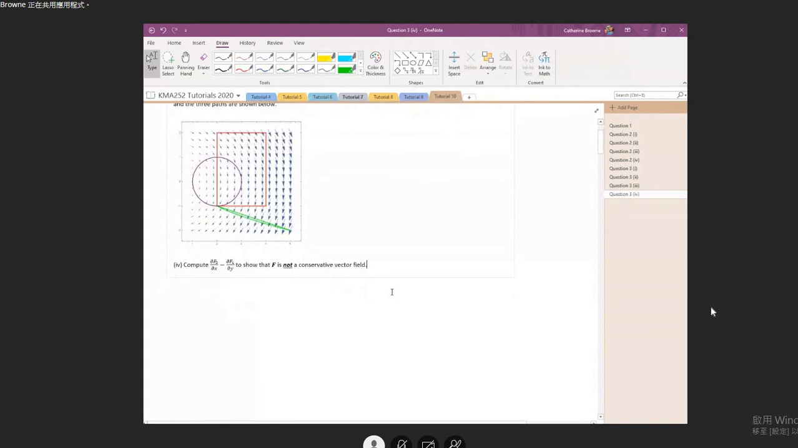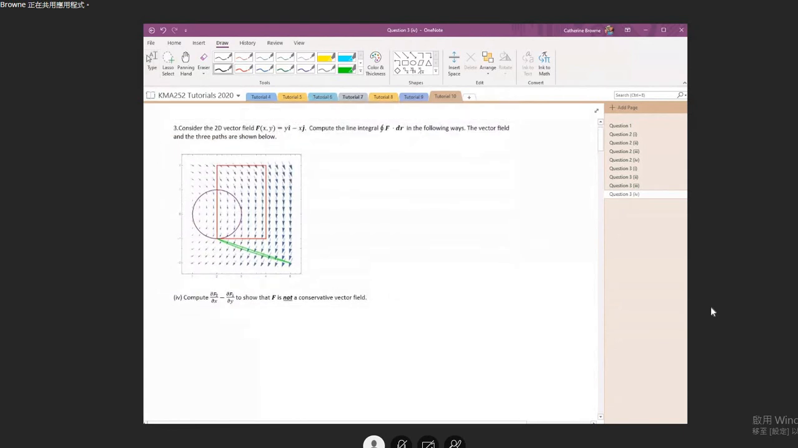So mine was F is yi minus xj, and so df2 dx minus df1 dy, I get d dx of minus x minus d dy of y. So I get minus 1 minus 1 is equal to minus 2, which is not equal to 0. So it's not a conservative vector field. So the path that you take does matter.